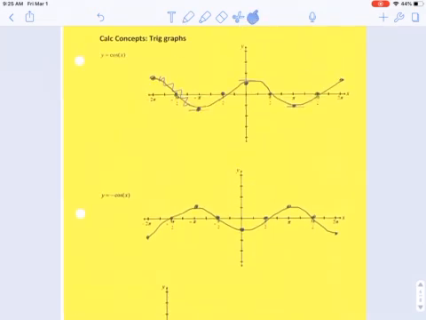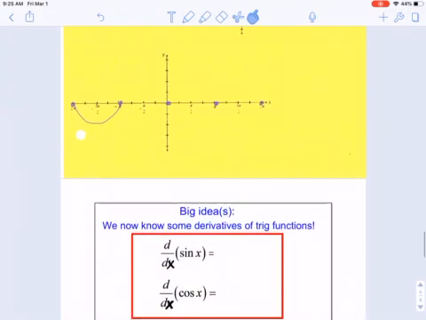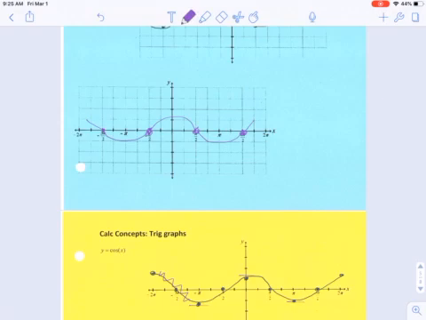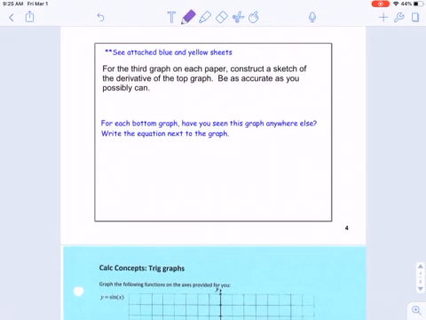All right, then I have positive slopes between negative pi and 0. So that's going to go here. The next little section has negative slopes, so it's going to be below. And the next little section has positive slopes there. Okay. All right, so once you have made those graphs at the bottom, the question I want you to answer is, have you seen this graph anywhere else?